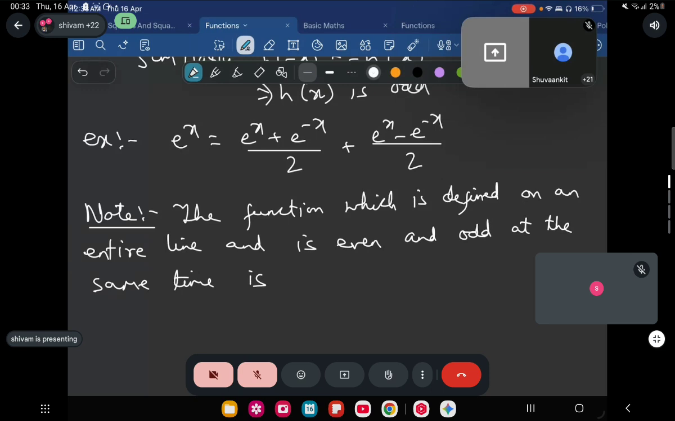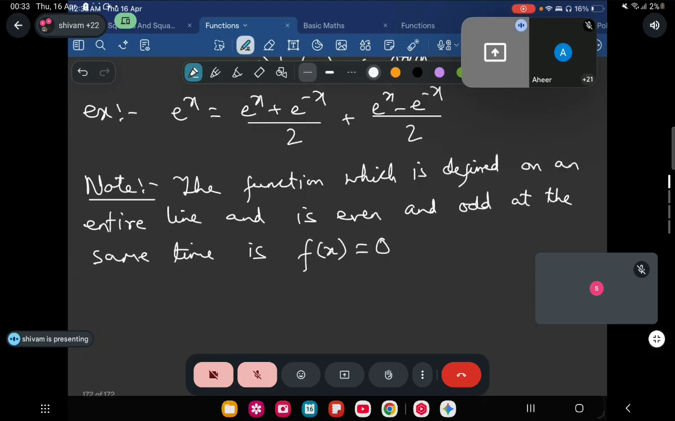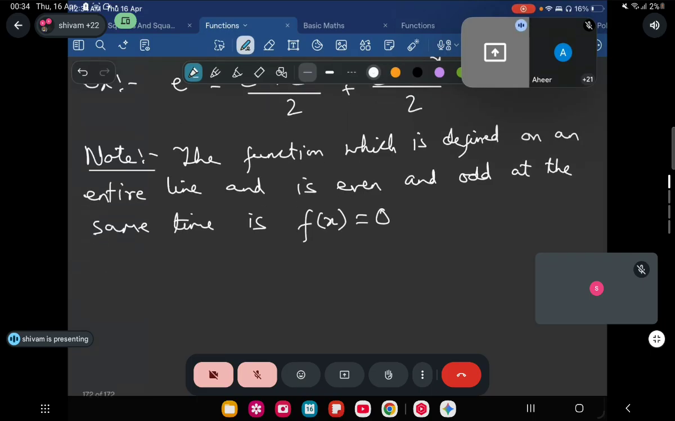Sir, can I answer? Yes, tell me. x equal to 0, f of x is equal to 0. This function is both odd and even at the same time. The whole x-axis is symmetric about the y-axis, and it is also symmetric about the origin. Okay, next.